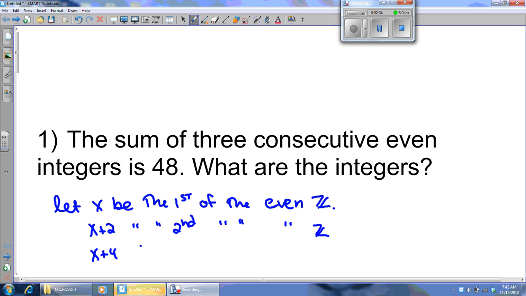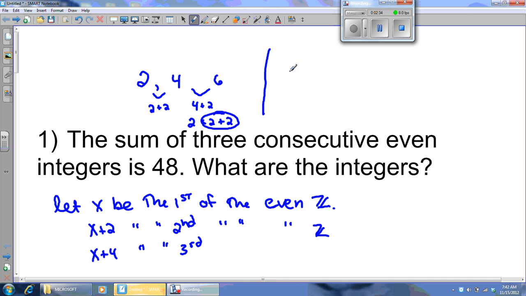Some of you just got confused. You don't know where this came from. Well, think about this. Pretend the first integer was 2. What would be the next even integer? It would be 4, right? How do you get there? 2 plus 2. And then the next one would be 6. And that would be 4 plus 2 more. Or you could say 2 plus 2 to get to 4, then plus another 2 to get to the 6. And that's the same as 2 plus 4.